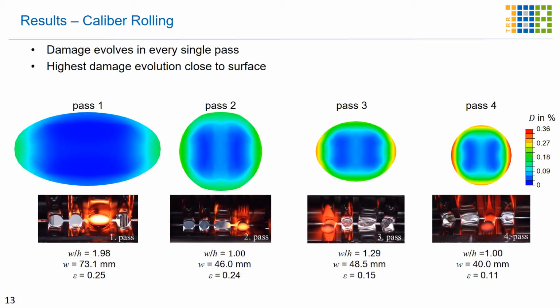Taking a look at the simulation results, we can see that in caliber rolling, damage evolves in every single pass. Especially here in those areas close to the surface, we have a high damage evolution, so that we end up with a cross-section with high damage here close to the surface. Unfortunately, this is the area that we have to remove before the forward extrusion step, as we do not have tools with a diameter of 40 millimeters.